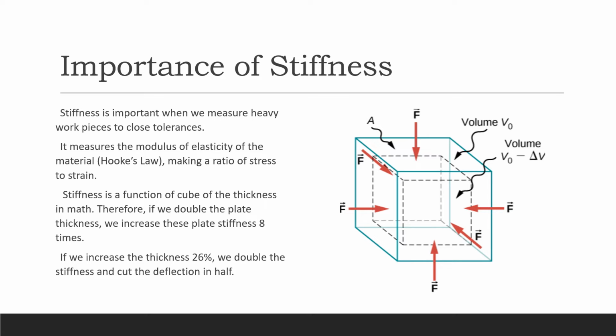Why is it going to be 8 times? Go back to this modulus of elasticity, Hooke's law, and that's the reason why we get 8 for doubling the thickness. So if we increase the thickness 26%, we double the stiffness, and we can cut the deflection in half. Don't worry about the deflection test. You just go with the thickness and then the stiffness. When you double the thickness, you're going to get 8 times. So if I give you 26%, that increases the stiffness to 2 times.